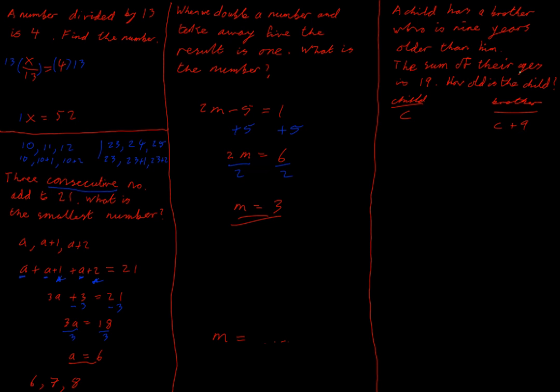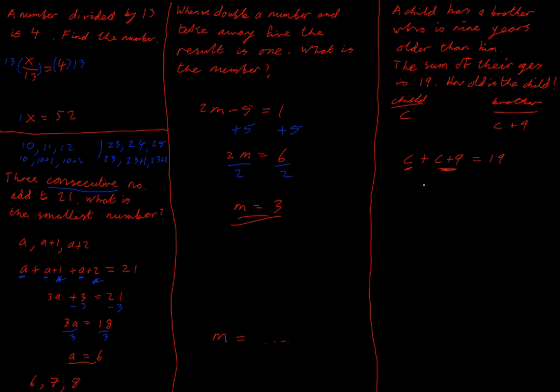The sum of their ages is 19. Well, I know what a sum is. It means I add stuff together. So if I add their ages together, I get 19. So the child's age plus the brother's age. So this is the child's age. This is the brother's age. Is 19. How old is the child? So now I'm looking for the number C. I'm looking for the child's age.